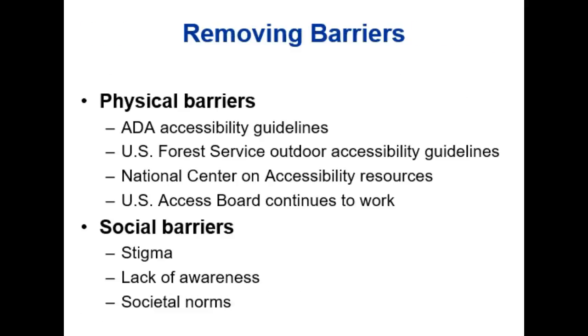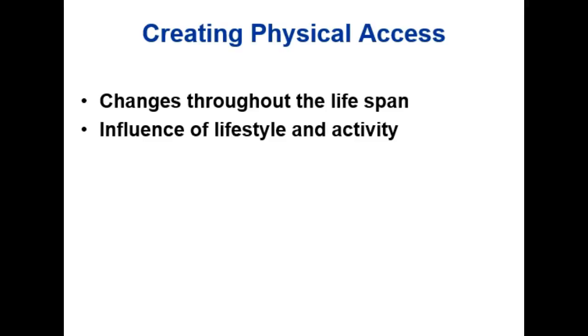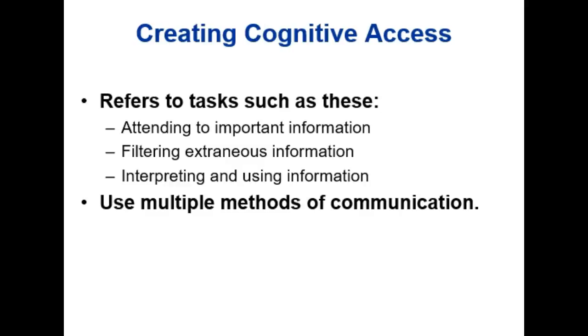Removing barriers. Physical barriers include ADA accessibility guidelines, U.S. Forest Service outdoor accessibility guidelines, National Center on Accessibility resources, and the U.S. Access Board continues to work. The social barriers include stigma, lack of awareness, and societal norms. Creating physical access changes throughout the lifespan and with the influence of lifestyle and activity.